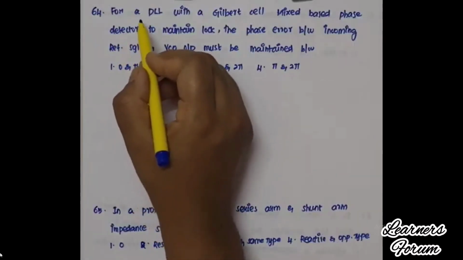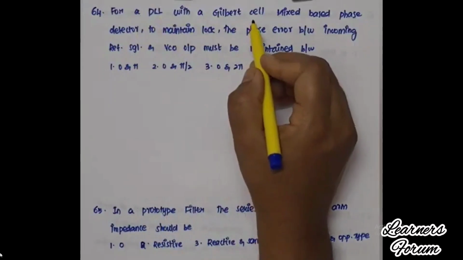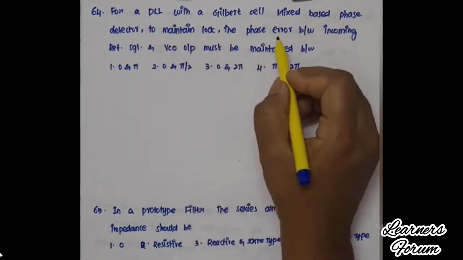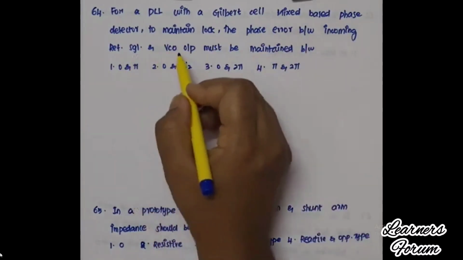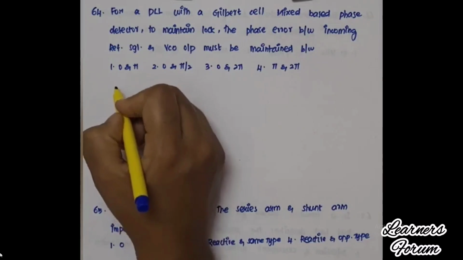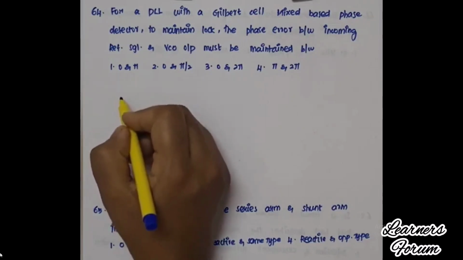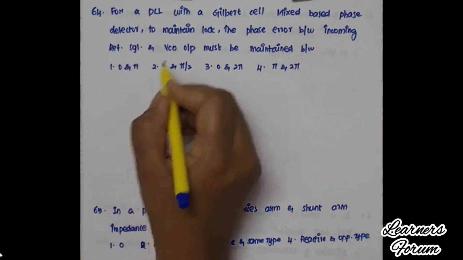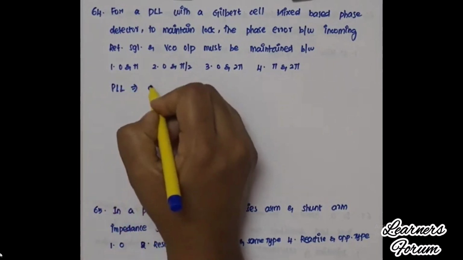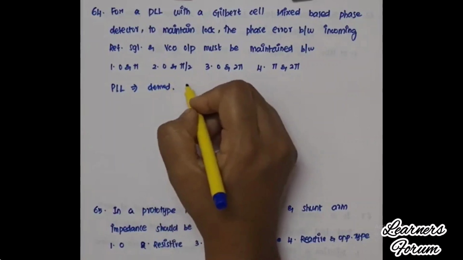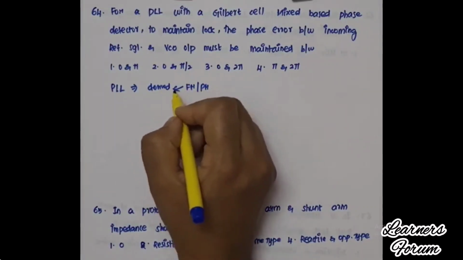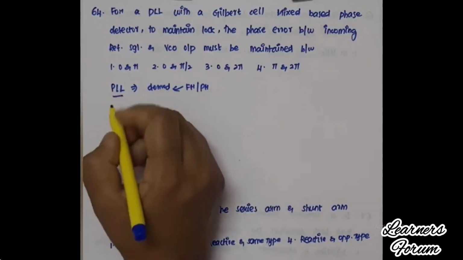Next question. For a PLL, phase locked loop, with a Gilbert cell mixer based phase detector, to maintain lock, the phase error between the incoming reference signal and VCO output must be maintained between. So the question is all about the phase locked loop. Let us see the basic concept and the parameters involved in that. So PLL, phase locked loop, is used to demodulate FM or PM signals. So this is the ultimate work of a phase locked loop.